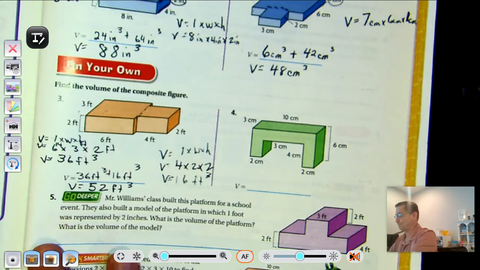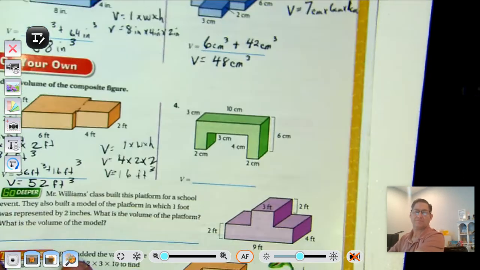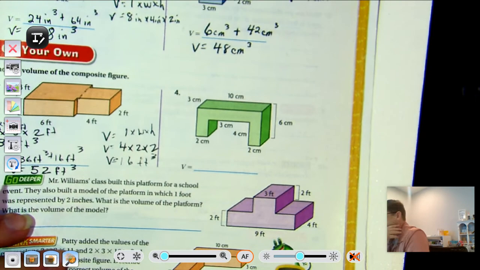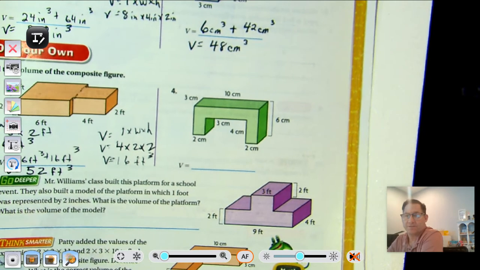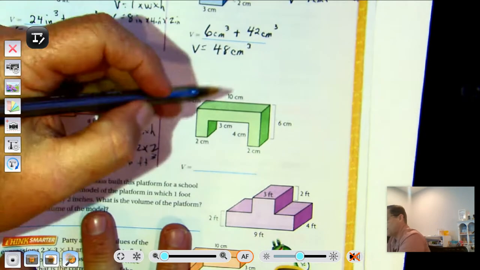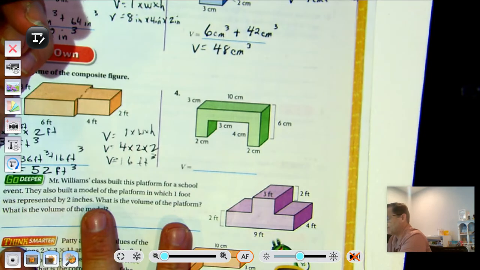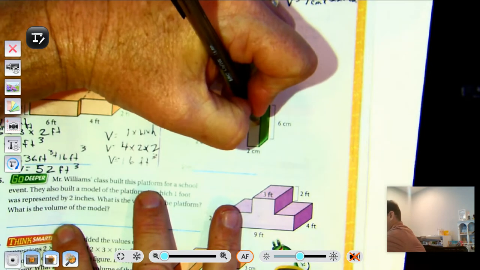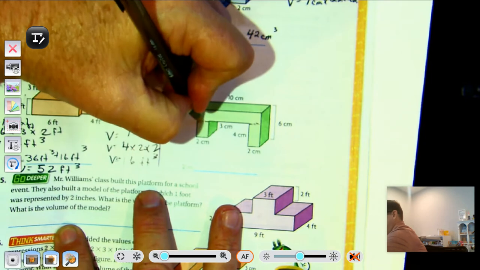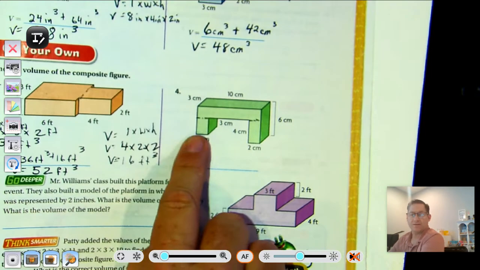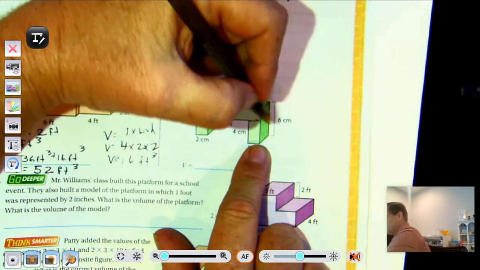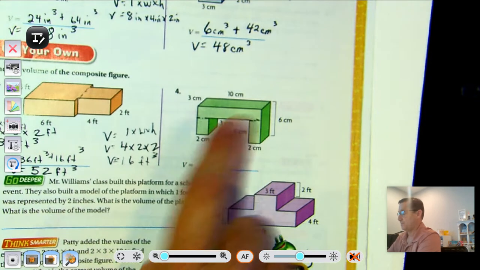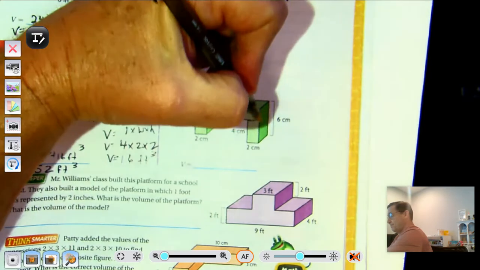Okay. Number 4. I think I'm going to use 3 rectangular prisms to solve this problem. So I'm going to go this way and this way. So I'm going to have this small rectangle on the bottom, a little larger rectangle here, and then the top. Okay.